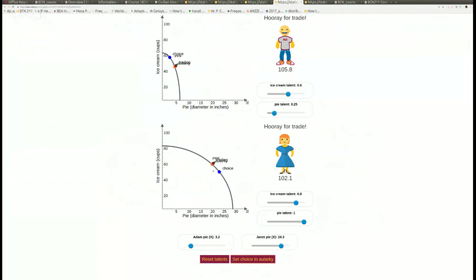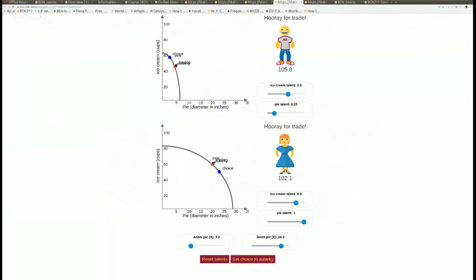The ice cream sacrificed from an extra pie produced in Janet's case is less than the extra ice cream obtained when we reduce the production of a pie in Adam's case. So this is comparing relative slopes, and that's the most important thing here.